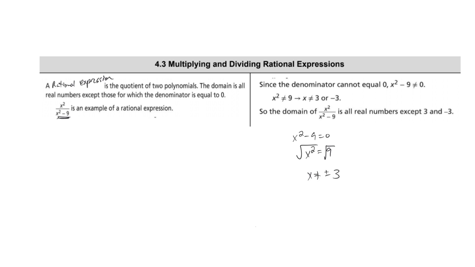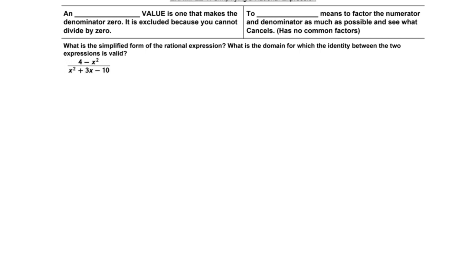So you'll hear that again. What are the excluded values? Well, excluded values are things that do not go in the domain. They make our denominator equal to 0. So this goes more into it. An excluded value is one that makes the denominator 0. It is excluded because you cannot divide by 0.